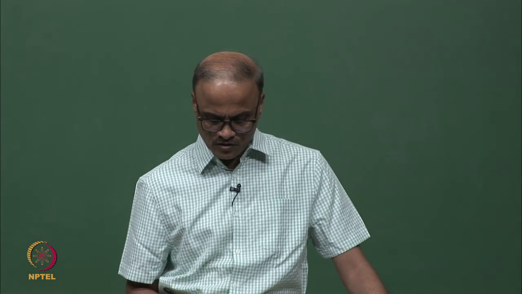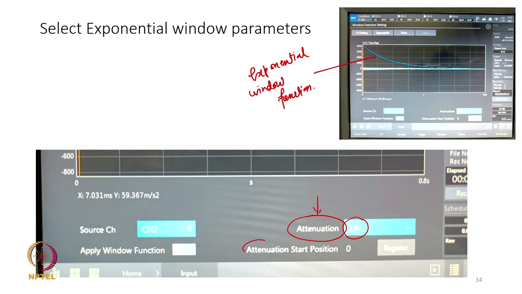And then the attenuation start position also has to be chosen, from what point the exponential window has to start, and that we have taken as 0, which means it starts from time t equal to 0. These are the parameters we need to choose for the window function.